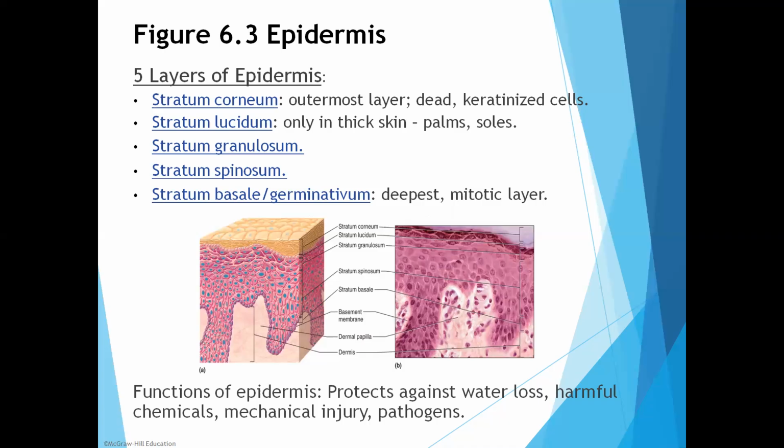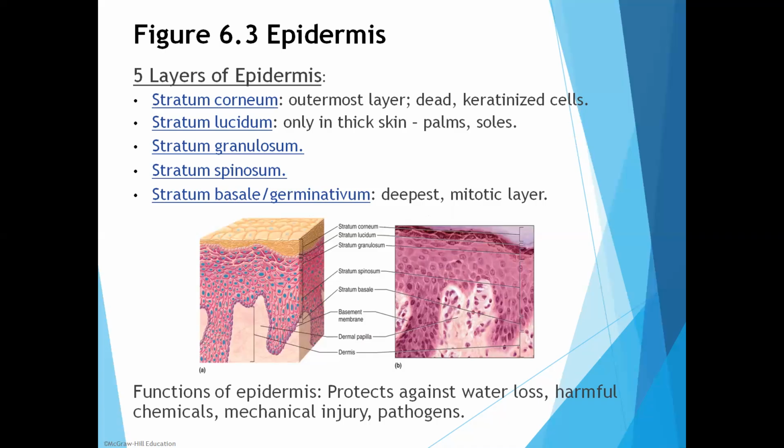And then finally in the stratum basale, that very deepest layer, it's actually only one layer of cells, and that's considered the mitotic layer. This is the one where the cells are going through that cell cycle in order to replicate. So when we think about the cells going from a parent cell to two identical daughter cells, this is occurring at that stratum basale.